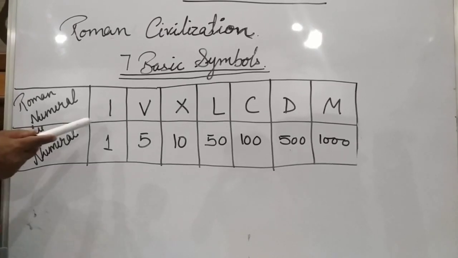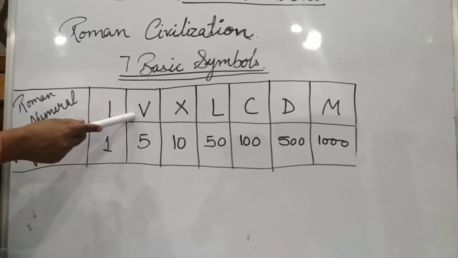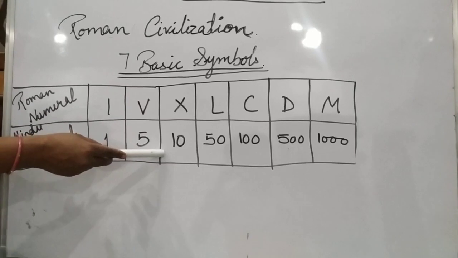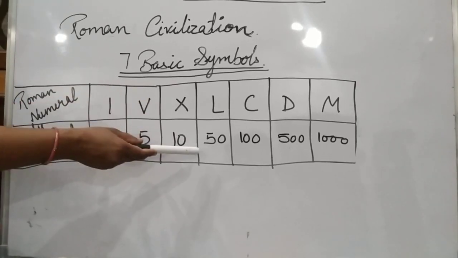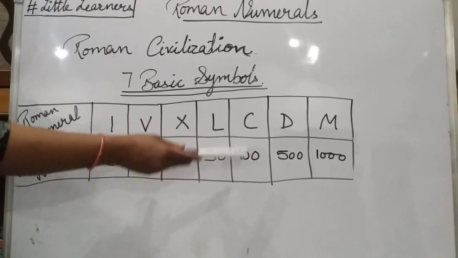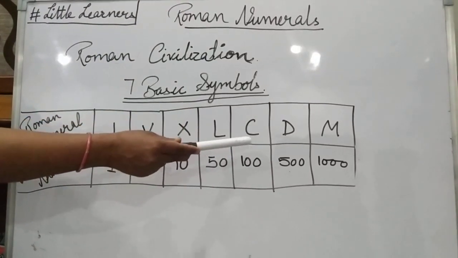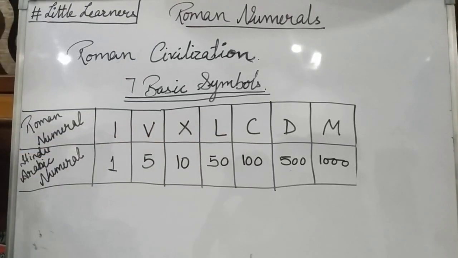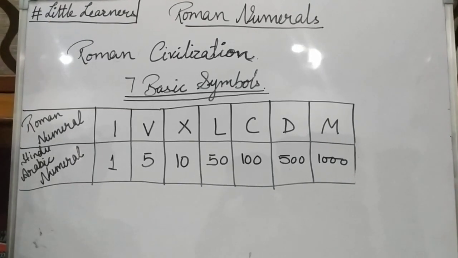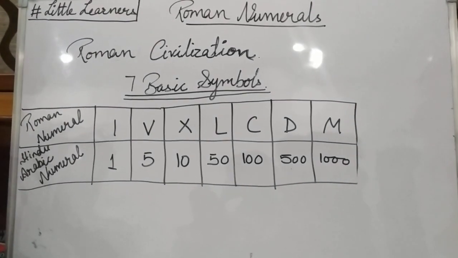Okay. So I we call 1, V is called 5, X is called 10, L is called 50, C is 100, D is 500 and M is 1000. Only these 7 basic symbols, children, you have to learn while learning Roman numerals.